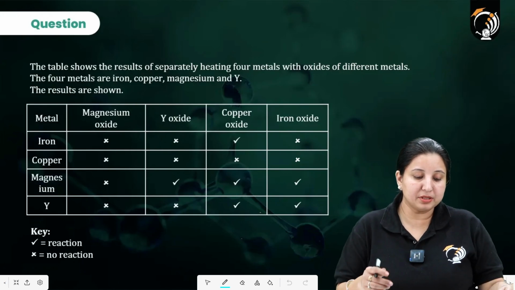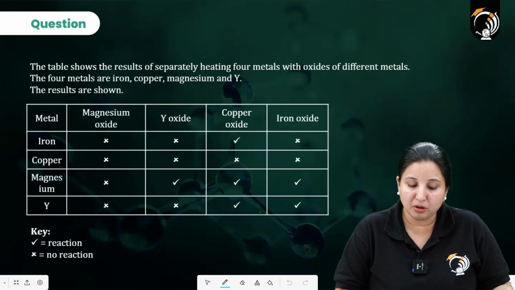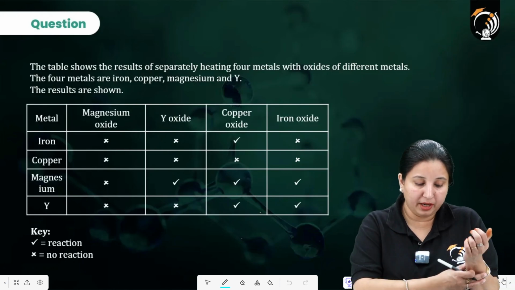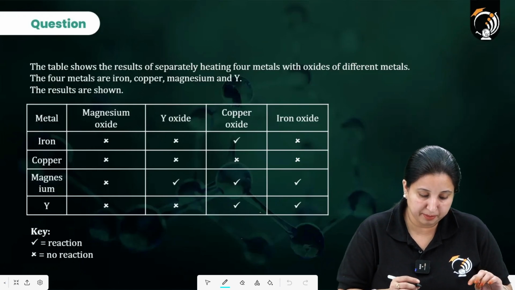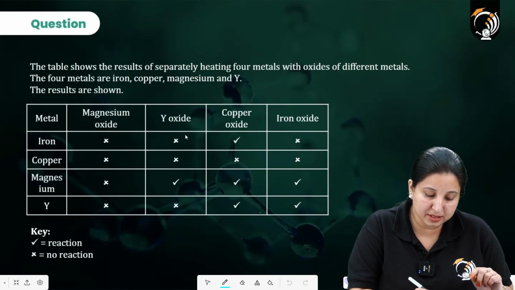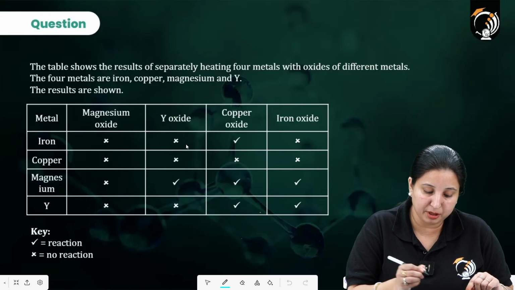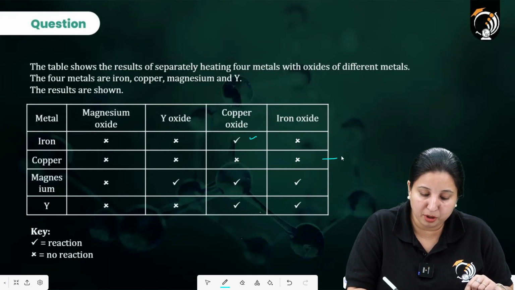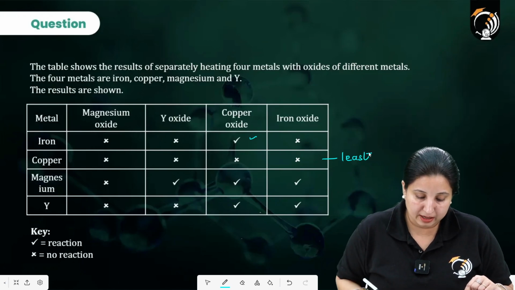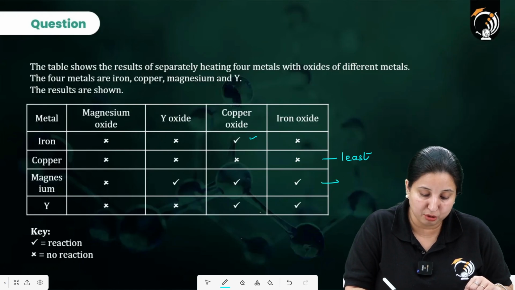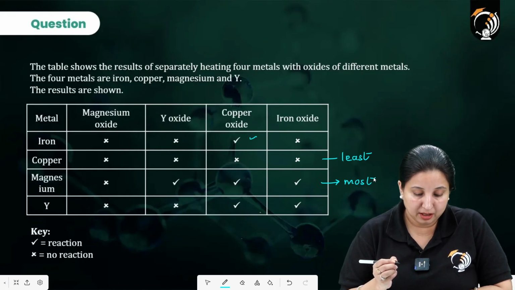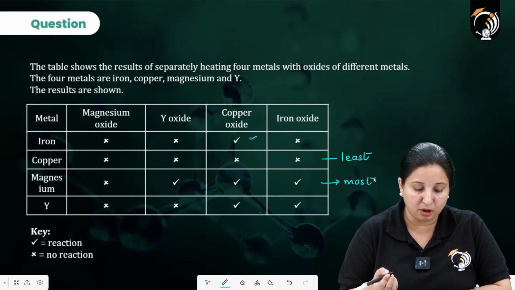Now the table shows the result of separately heating 4 metals with oxides of different metals. The 4 metals are iron, copper, magnesium and Y. Look over here at the magnesium oxide and the Y oxide. Iron is able to react with copper oxide only. Copper is not able to react with anyone, so copper is going to be the least reactive. Magnesium is able to react with most of them except the magnesium oxide, so it is going to be the most reactive. Y is going to be second, and iron is reacting with the copper oxide only.